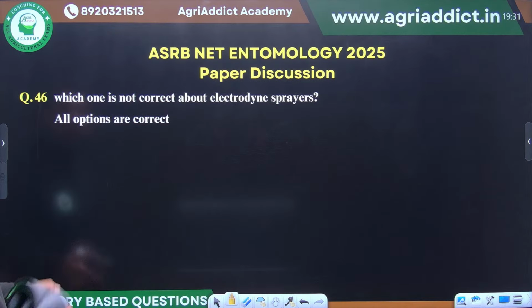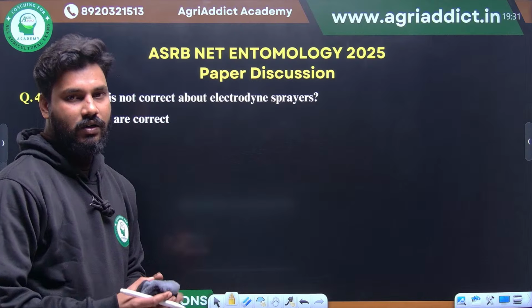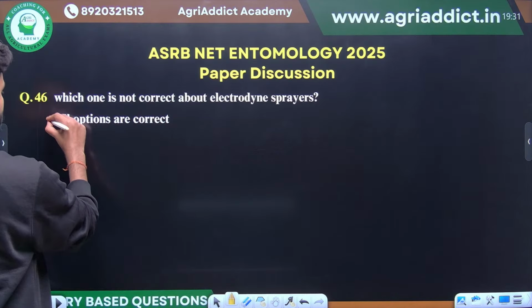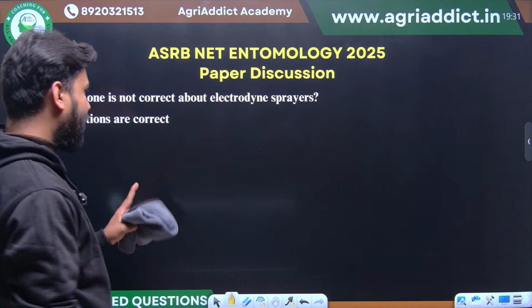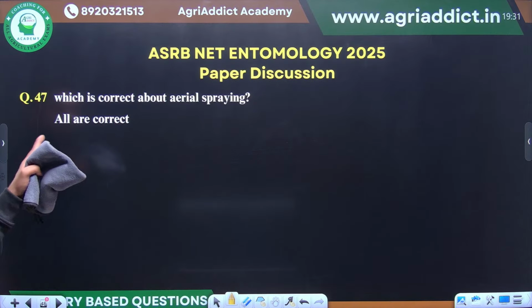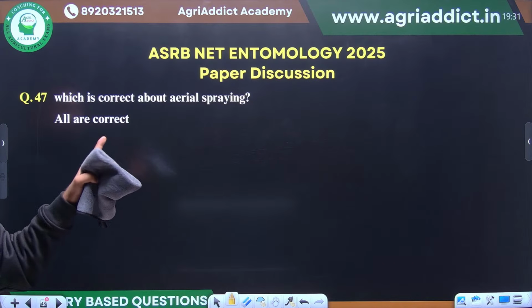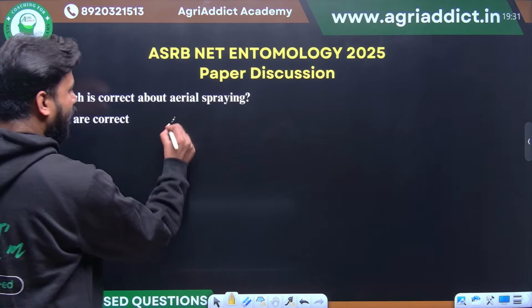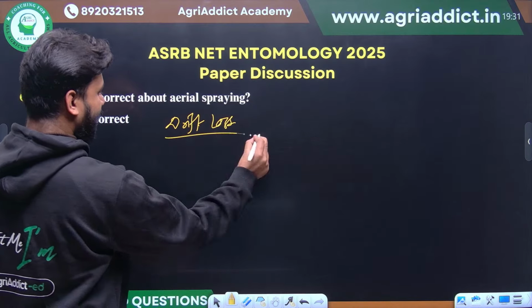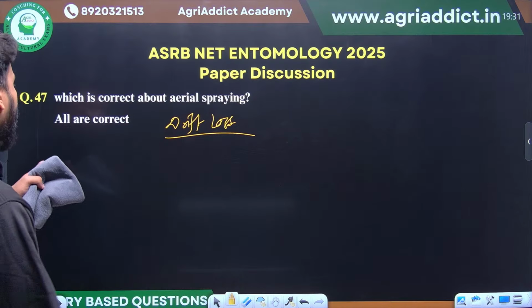Next question is, which one is not correct about electrodyn sprayer? So there were three options. All options were correct. Next question, another was from spraying. Which is correct about aerial spraying? So there were three options like drift loss, less penetration, or like that. So here also all options are correct.